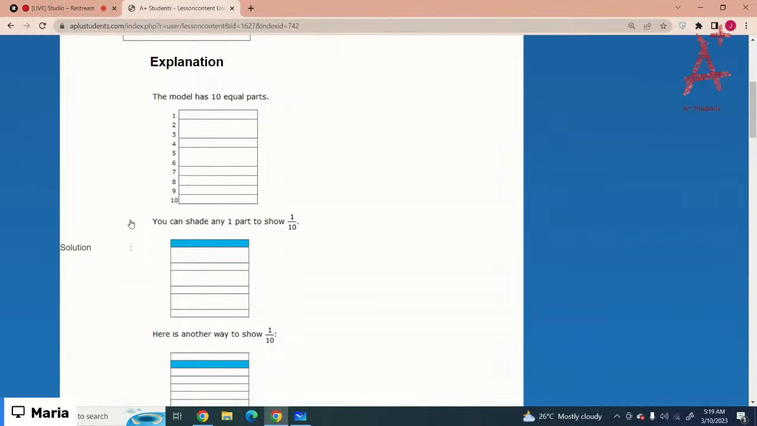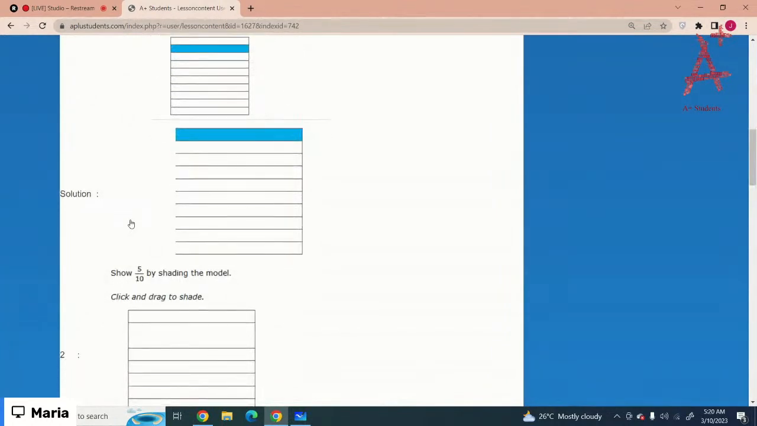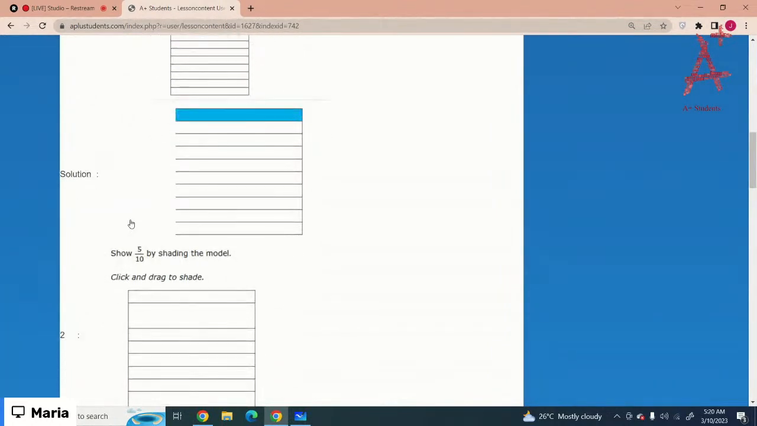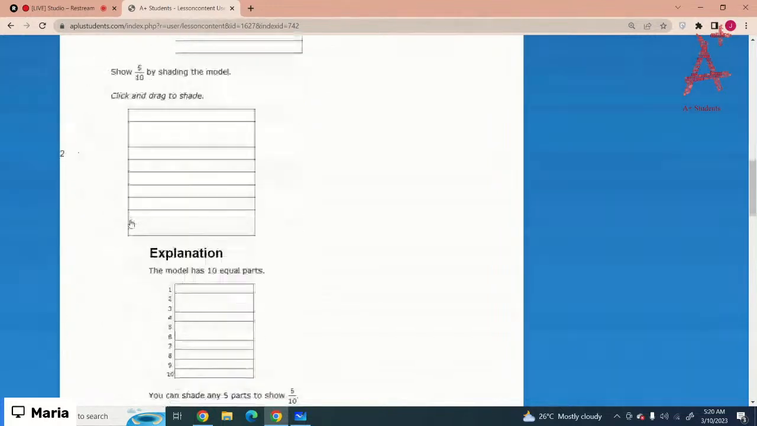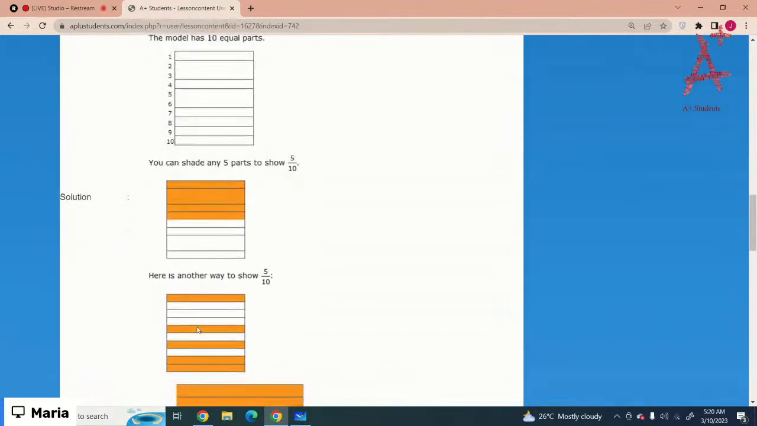Got it? Okay, show 5 over 10 by shading the model. So 5 over 10. The 10 in the denominator means the total portions are 10, and out of the 10 how many of them are colored? 5 of the portions are colored. Got it? That represents 5 over 10. Here, this is the one that represents it: 1, 2, 3, 4, 5 of them are colored, so it represents 5 out of 10. Got it?